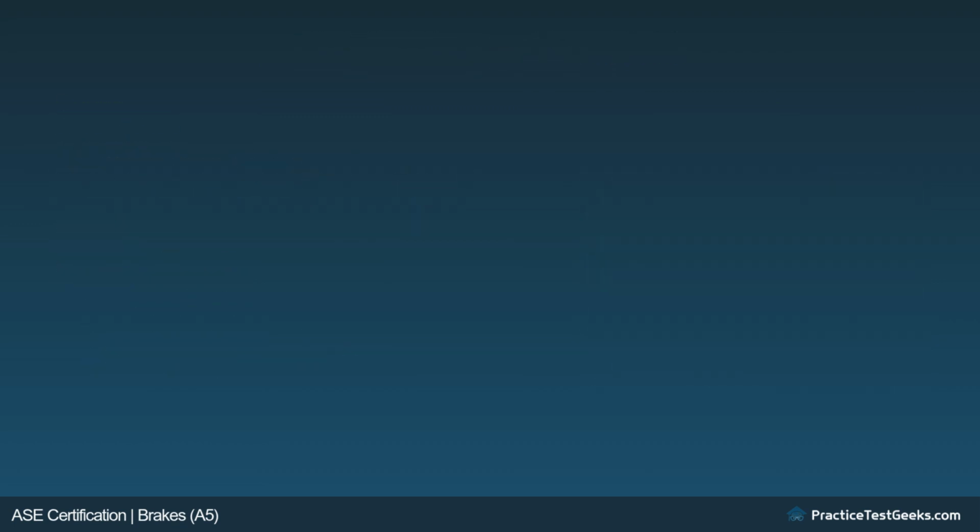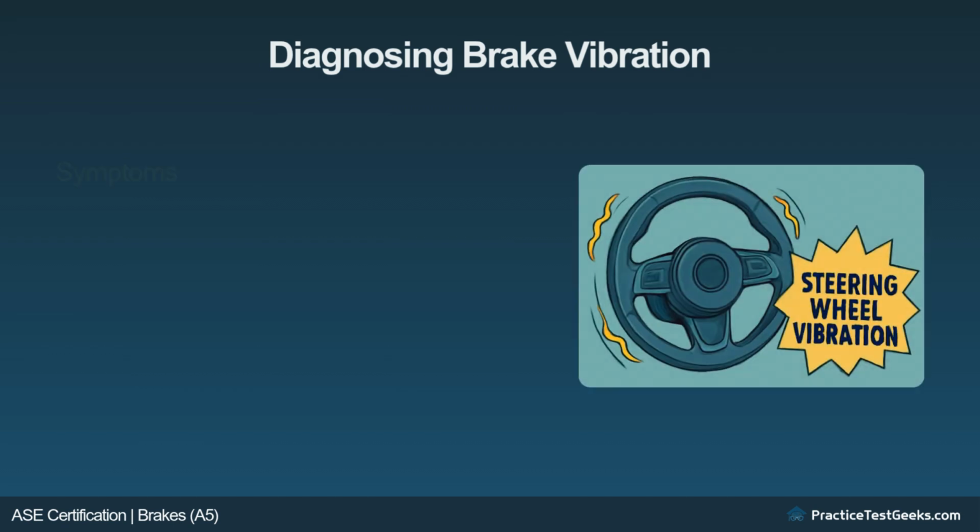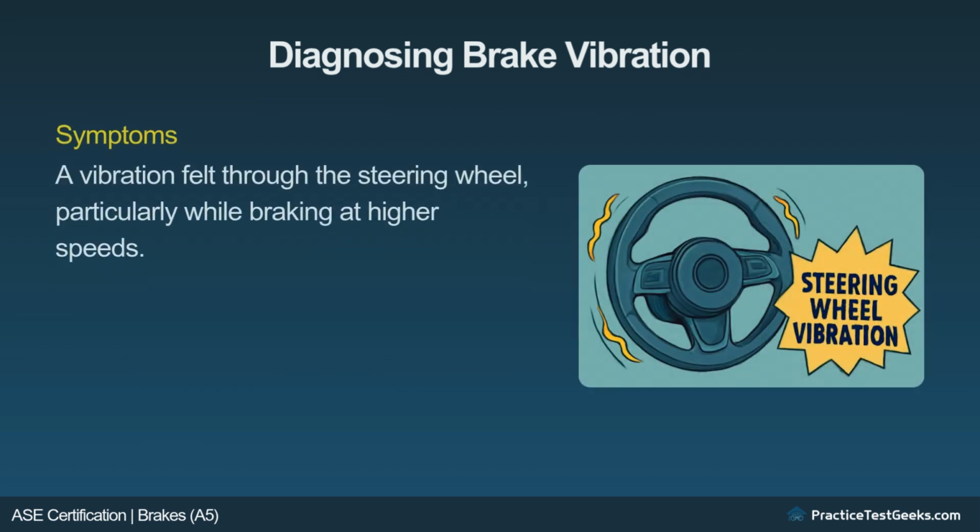sound. Diagnosing brake vibration. Vibrations in the steering wheel or the brake pedal during braking can signal issues with the brake system that need to be addressed. Steering wheel vibration. Symptoms: a vibration felt through the steering wheel, particularly while braking at higher speeds. Possible causes: warped rotors. Warped rotors cause uneven braking force, leading to vibration.